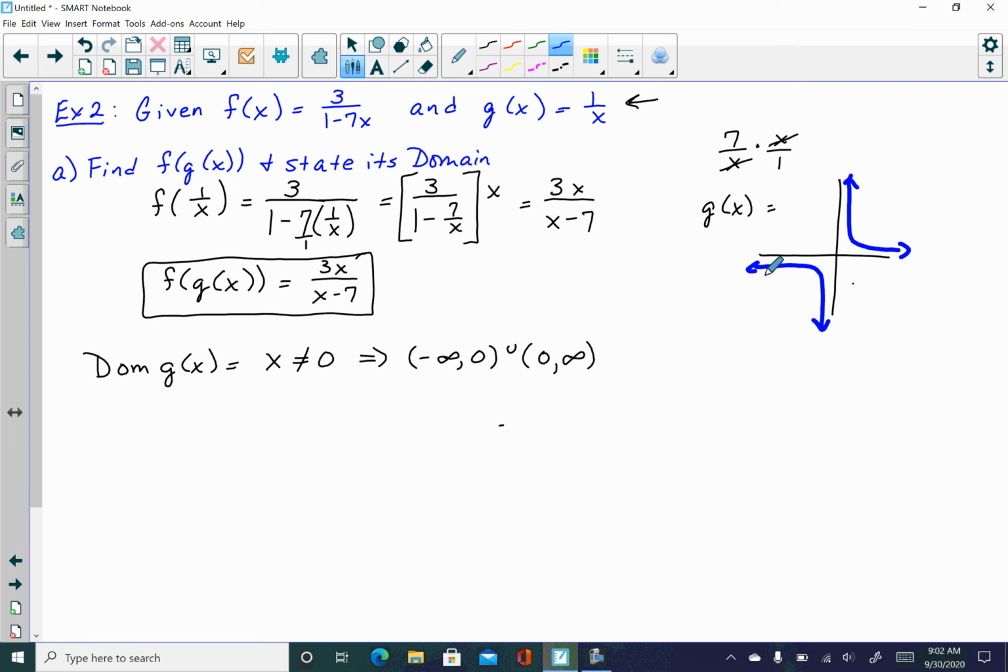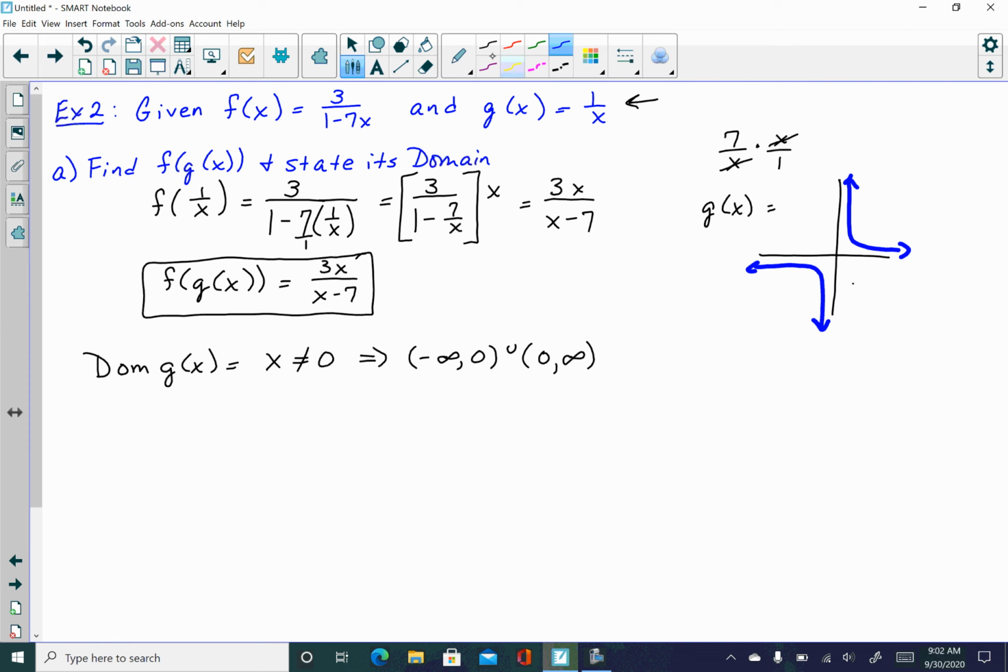So you can see that it hugs the y-axis. It hugs the y-axis down here. It gets really close to 0, but it never actually equals 0. So that's how we can identify our domain also, by looking at the graph, because remember, you're only reading your x-axis when you're talking about the domain. So this hopefully gives you a visual for the domain of g of x.